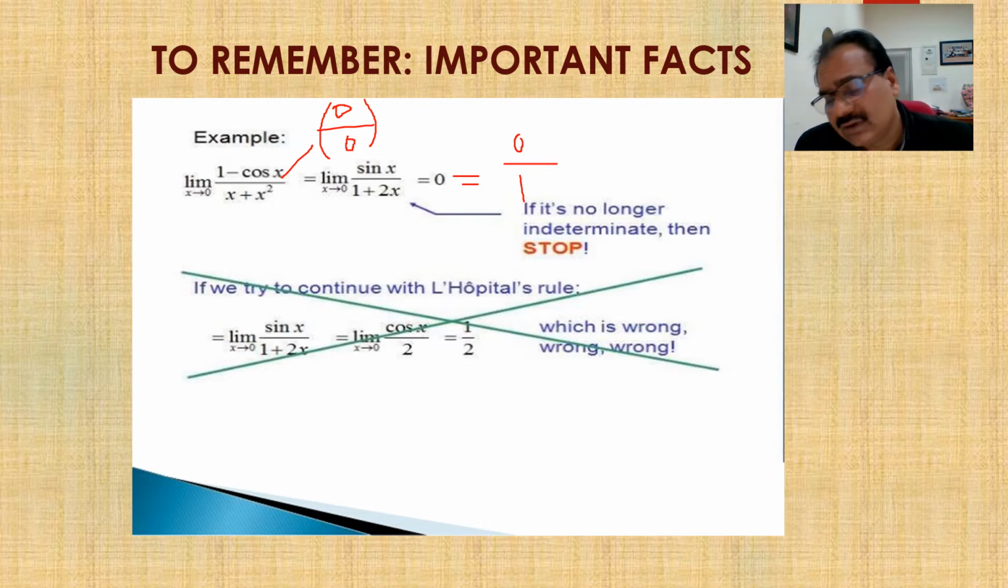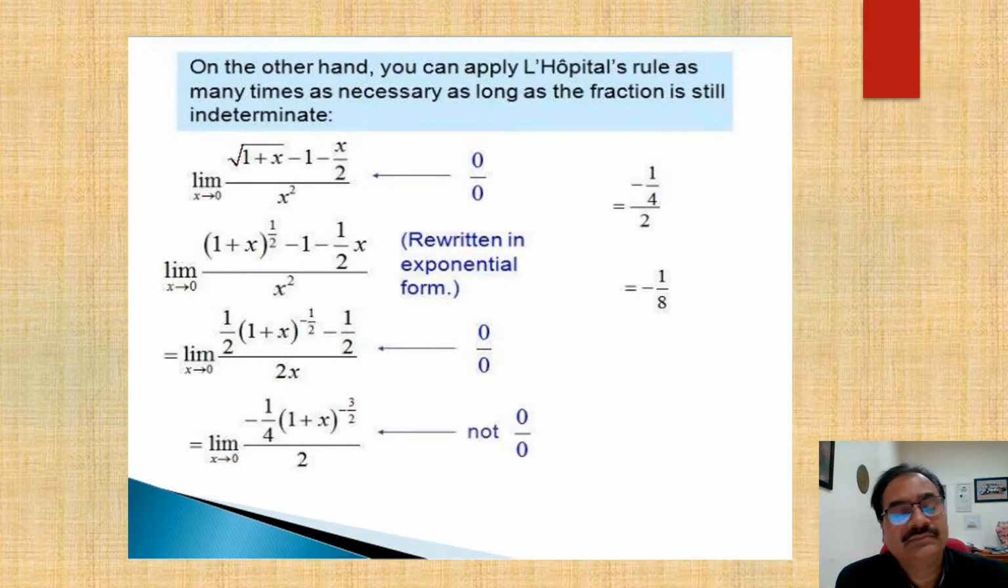Few students, sometimes in a hurry, try to solve further also. It is absolutely wrong. If the denominator is non-zero, then you can stop. You don't differentiate sin x further to get cosine x and 2 and declare 1 by 2. That is a wrong way. So just avoid it and don't do this.